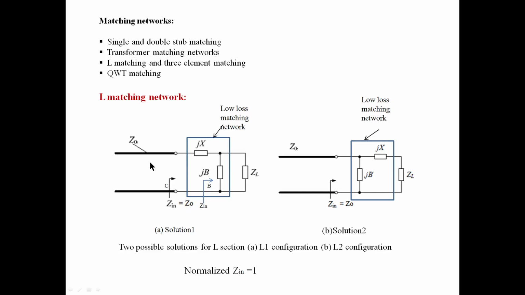So automatically the wave, instead of reflecting back here, will be delivered to this network. And assuming these are very low loss, the maximum power will be delivered to this load ZL. That is the L matching network. That is the idea behind this. So we should connect these two components.